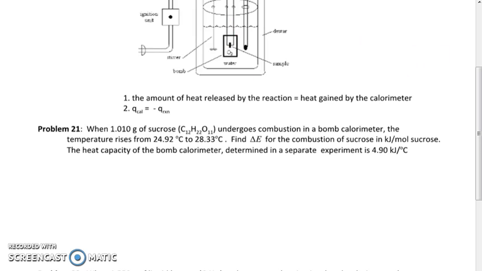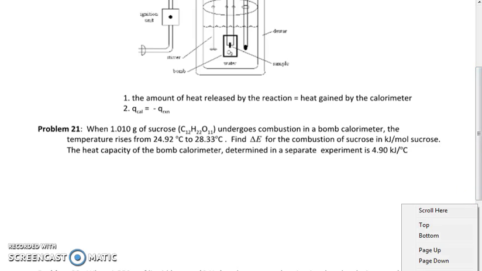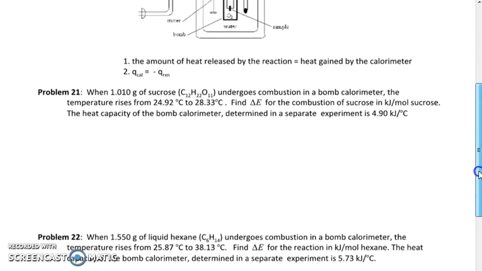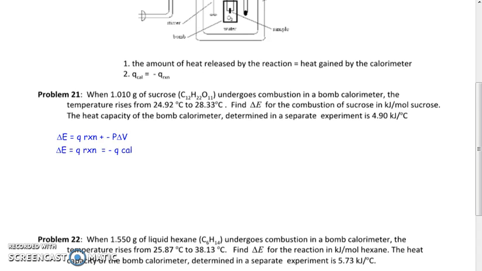Okay, having said that, how are we going to start this whole process? Let me scooch this up a little bit. There we go. So where do I begin? We'll start with the reaction. Delta E equals Q reaction minus P delta V. Once again, are there any pistons moving? No, of course not. So what happens to this term? It cancels out. So now we can find delta E of the reaction, which is negative Q of the calorimeter.